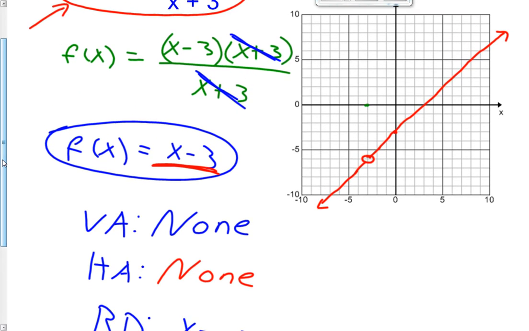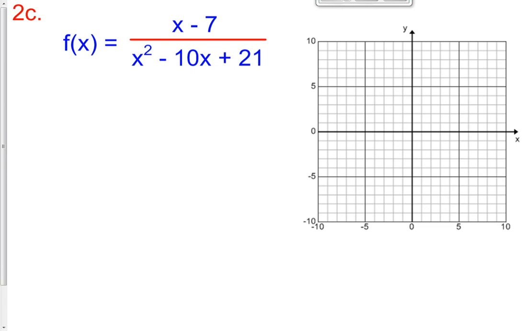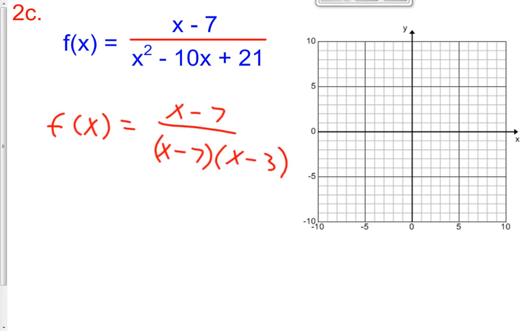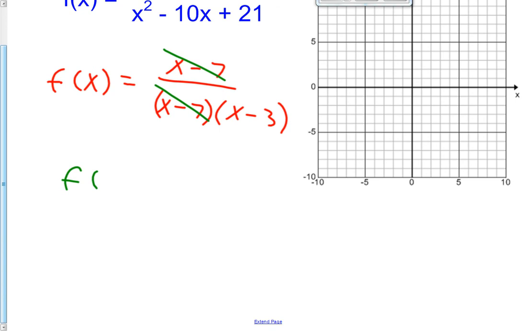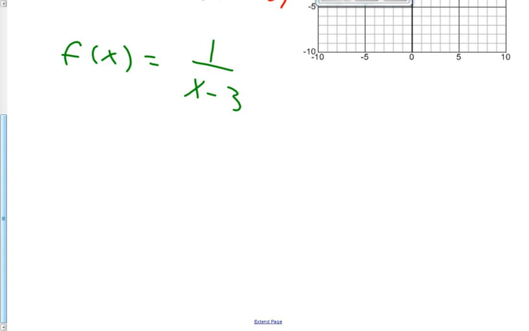All right, let's try another one. Here we have 2c. We're going to reduce our fraction, so f of x equals x minus 7 over x minus 7 times x minus 3. We're going to reduce our function, because these x minus 7s reduce, so f of x now equals 1 over x minus 3. Once our function has been reduced, you can now determine any vertical asymptotes and removable discontinuities.